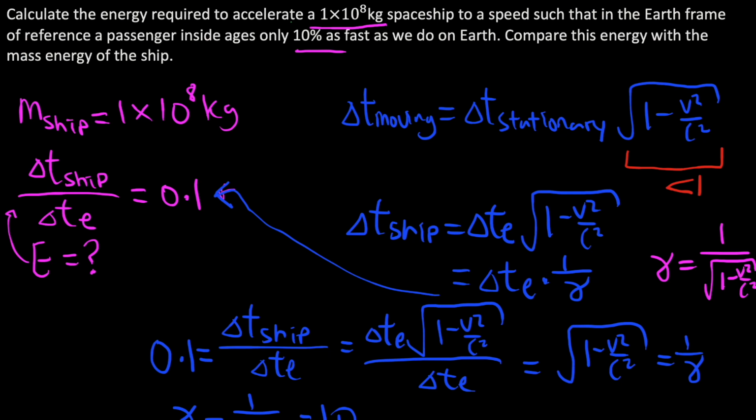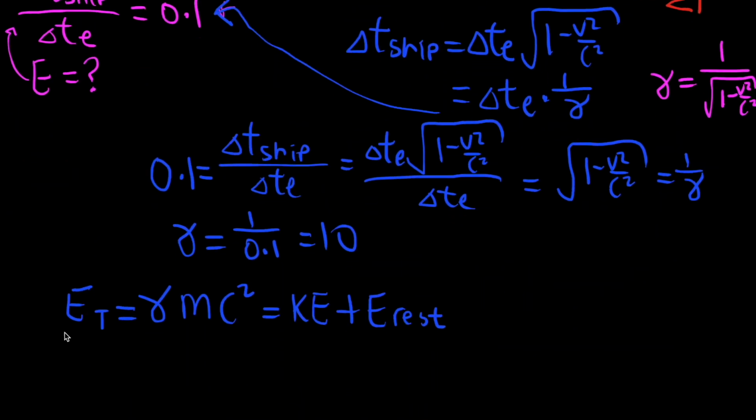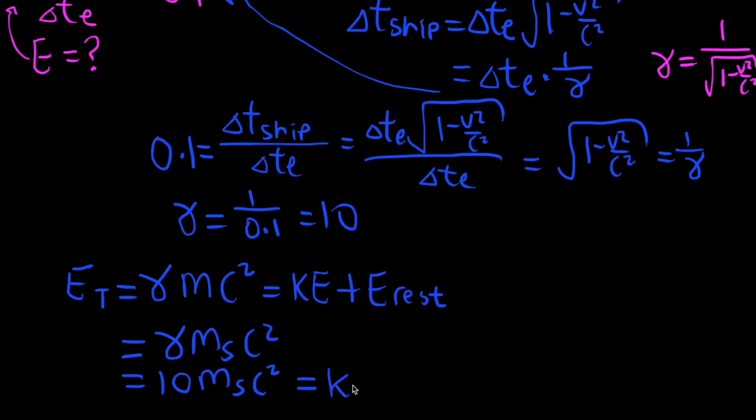So we can calculate the total energy of the spaceship, which is equal to gamma factor multiplied by the mass of the spaceship multiplied by c squared, which is equal to 10 multiplied by the mass multiplied by c squared. And this is equal to kinetic energy plus rest energy. And rest energy is just equal to mass multiplied by c squared, right? So let me erase the equation here.